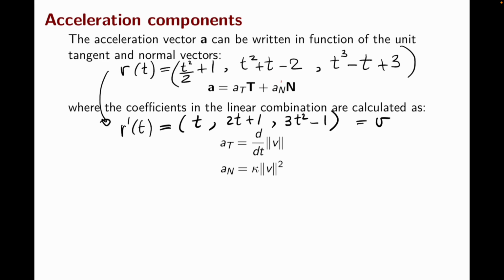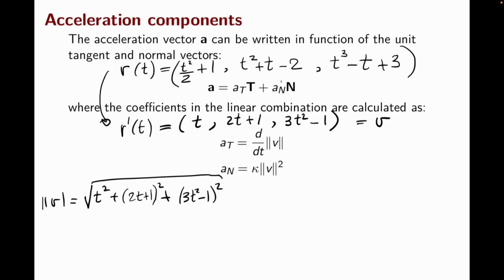Okay, so this is r prime, or the velocity, and now the norm of the velocity is just the norm of this vector. So the norm of the velocity is going to be equal to the square root of the square of t plus 2t plus 1 squared plus 3t squared minus 1 squared. So the square root of all that.